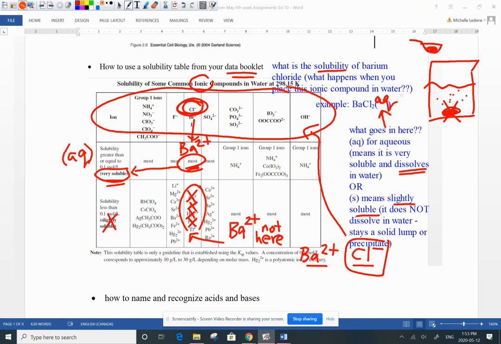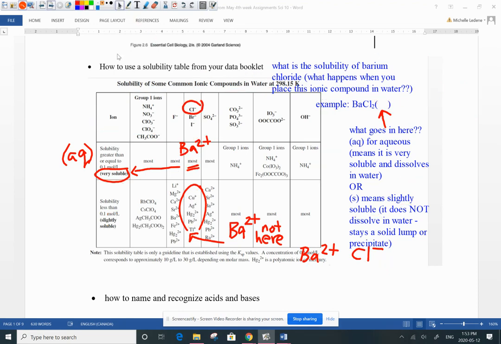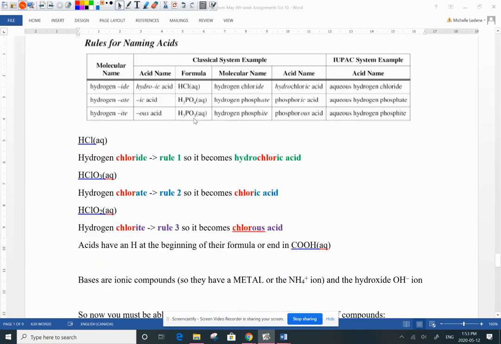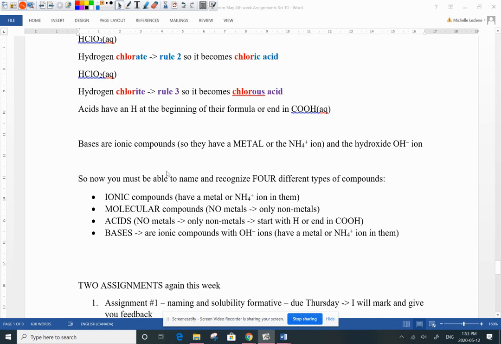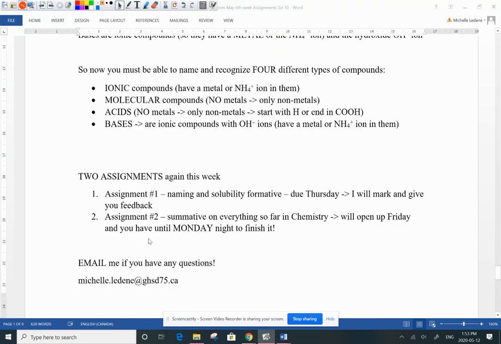Okay, so that's about it for this week. We've got some naming acids and bases to do. You guys have the rules listed for you in your data booklet, and there are some videos to watch on that. So now we've got ionic, molecular, acids and bases, and you will have 2 assignments this week, a formative. I'm going to get that back to you for feedback. And then you have a little bit later this week to finish up your second assignment because we have no school on Friday or Monday.